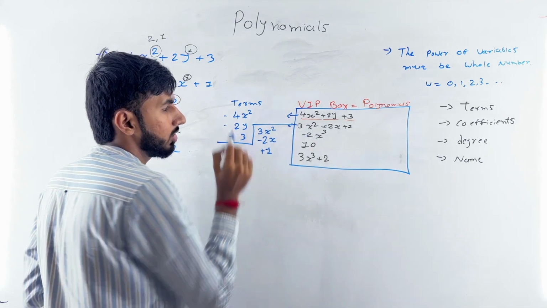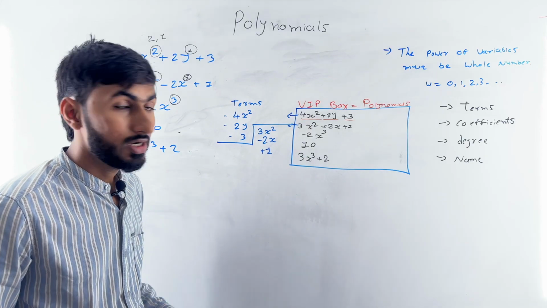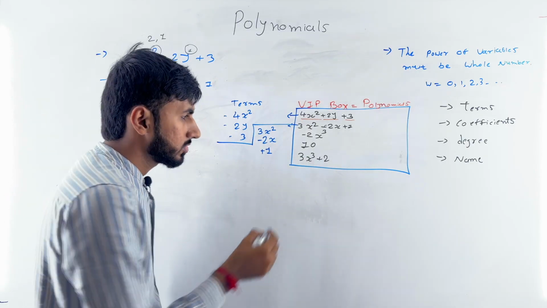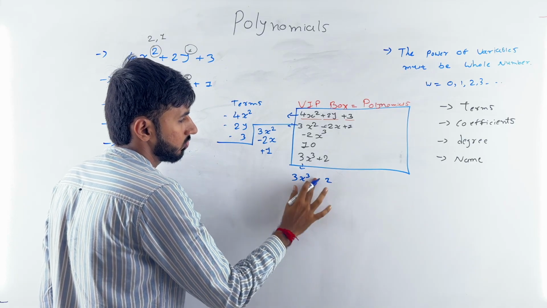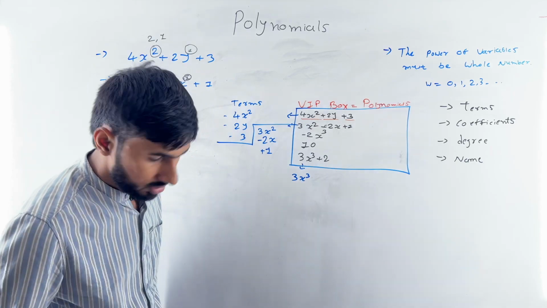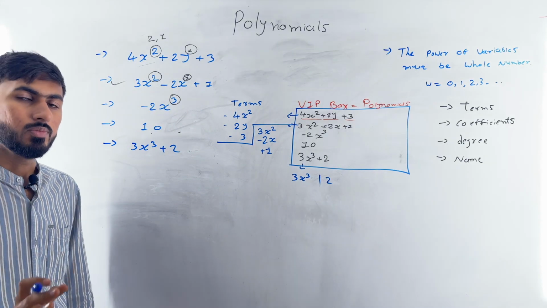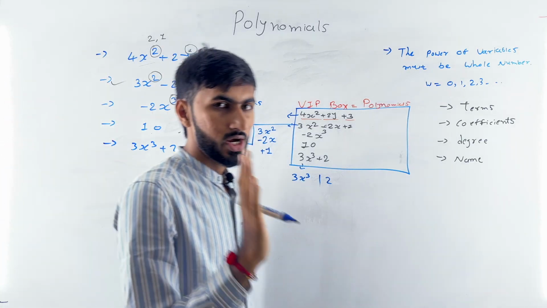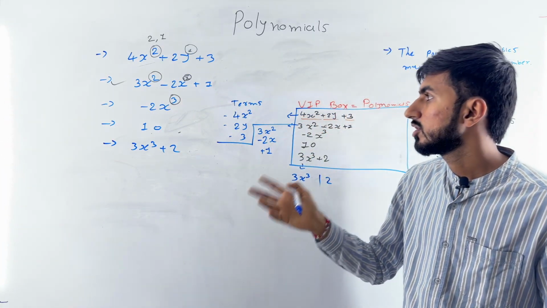For this one, I have only one term, and that is minus 2x cube. For this one, I have only one term, that is 10. For this one, I have two terms. One is 3x cube, and second is 2 or plus 2, right? So if anyone asks you what is a term, a term is just a part of that polynomial, right? It is separated by a plus or minus sign.